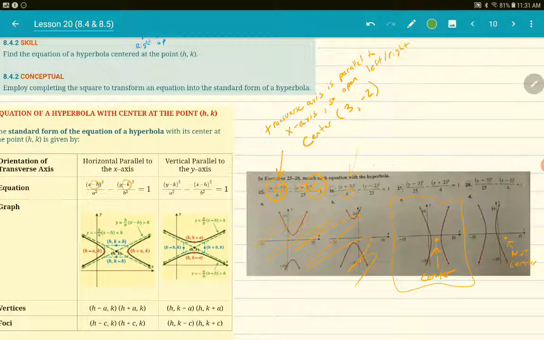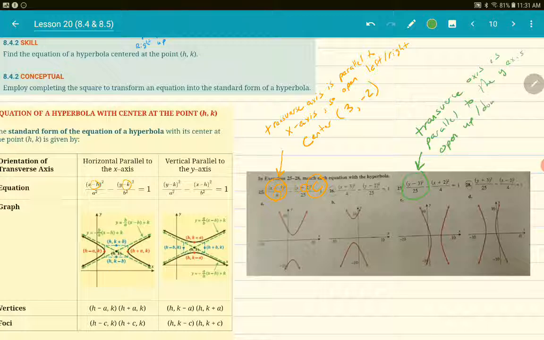So actually, let's do one that's the other direction. So let's do one that has the y in front. So let's do 27. 27 has the y in front. So that tells me that my transverse axis is parallel to the y-axis now. And that tells me it opens up and down. So that disqualifies these two guys.